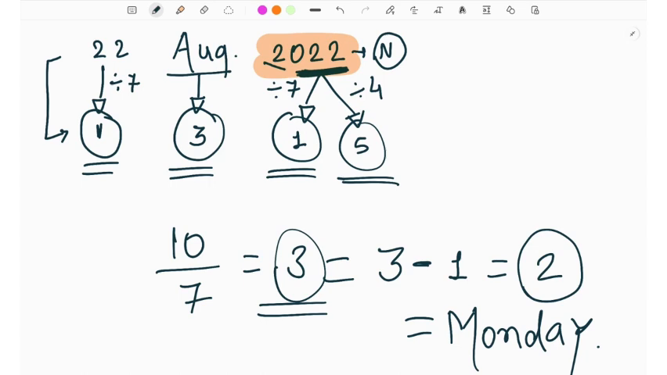Let's solve a few more questions, okay? So that all your doubts will be resolved in the session itself. 6th of January 2024. On this date, what was the day? Okay, so now the given month is January.